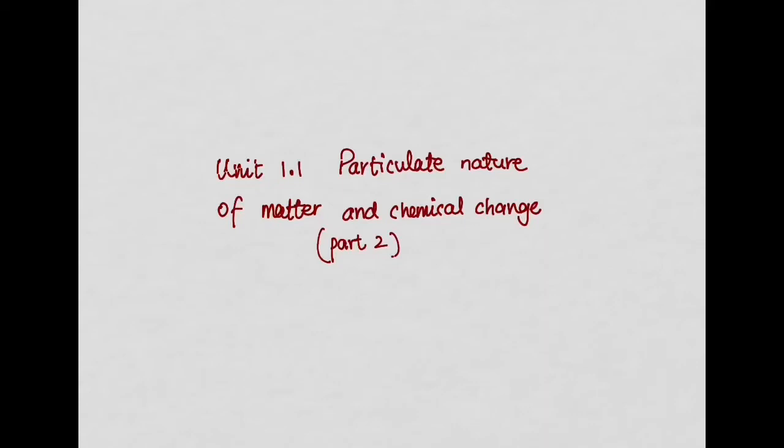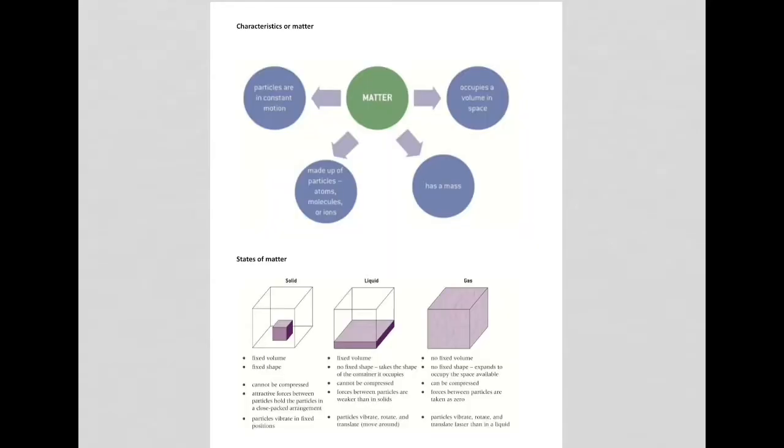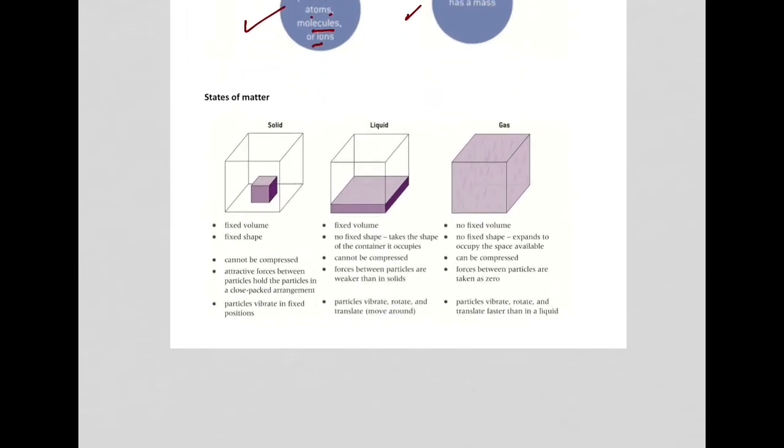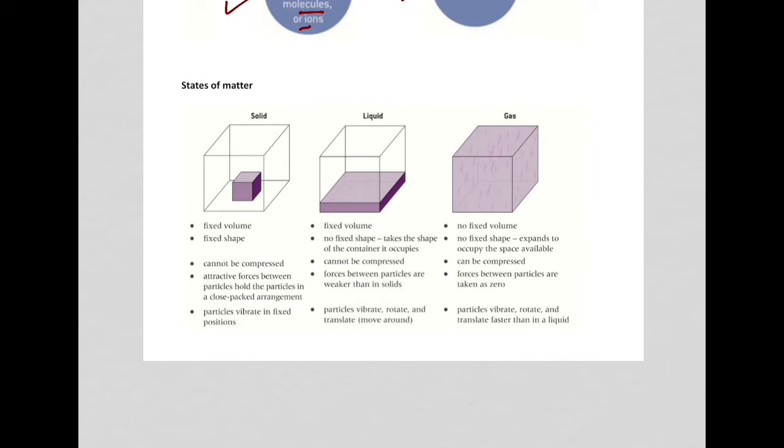Hi everyone, so let's move on with unit 1.1. So this is just a recap of what you already know about matter. The kinetic particle theory states that particles are in constant motion, that matter is made up of particles which include atoms, molecules, or ions, and matter has mass and matter occupies volume. The states of matter, you have to know the properties of the three states of matter.